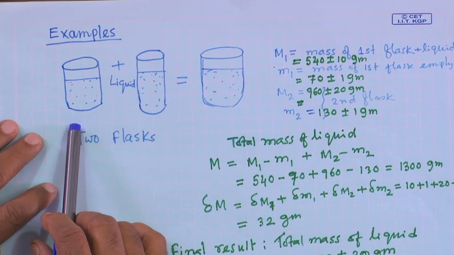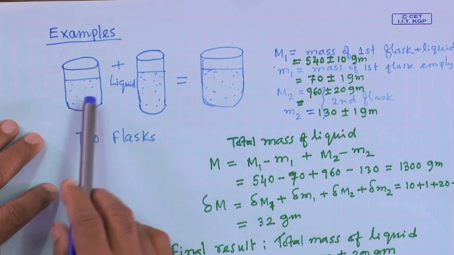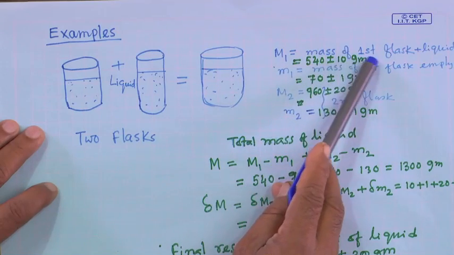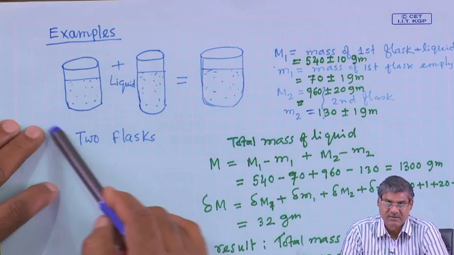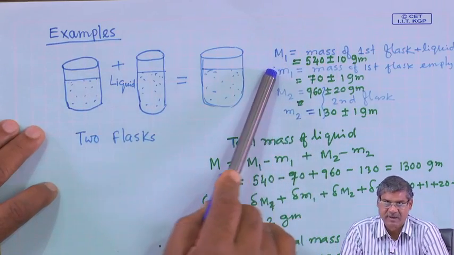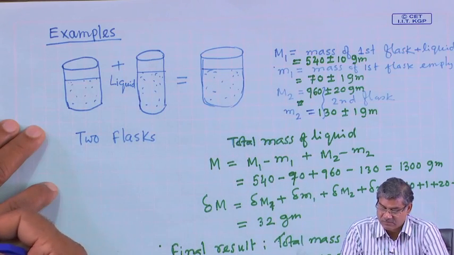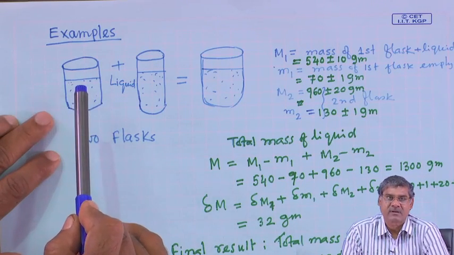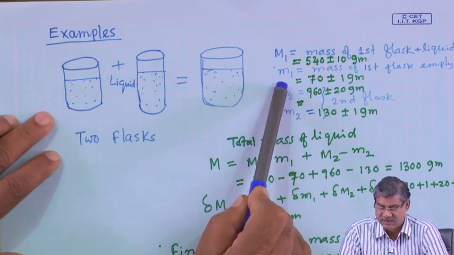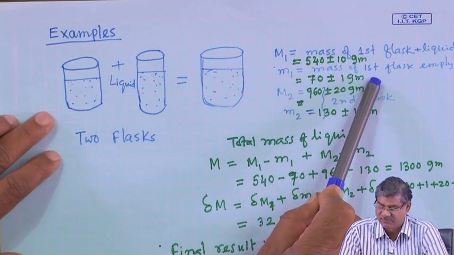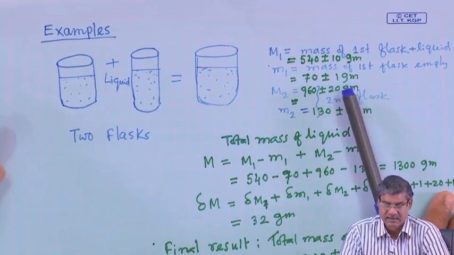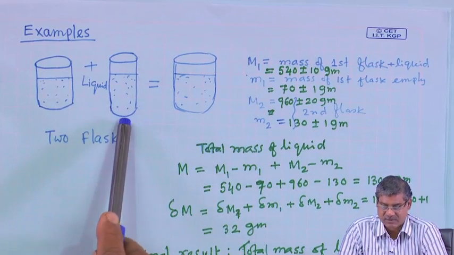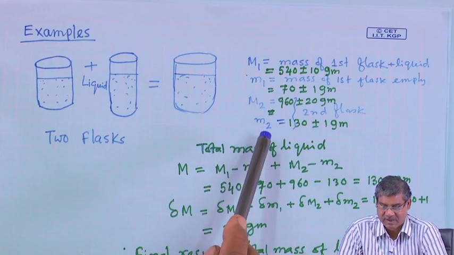Here I have two liquids in flasks. The first liquid has weight capital M1, the weight of the first flask and liquid. Then I throw away the liquid and take the weight of the empty flask. This is small m1, the mass of the first flask empty. Similarly, for the second, capital M2 and small m2.